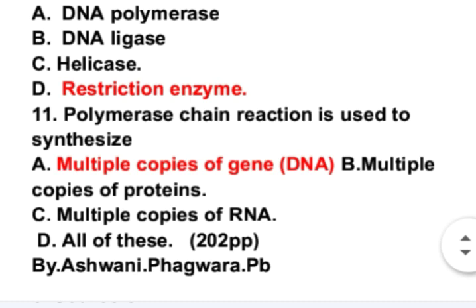Next is, polymerase chain reaction is used to synthesize. See, the polymerase chain reaction is used to synthesize multiple copies of genes. So our correct option is A, multiple copies of genes, and it is not proteins or RNA. So this is used only for multiple copies of genes.